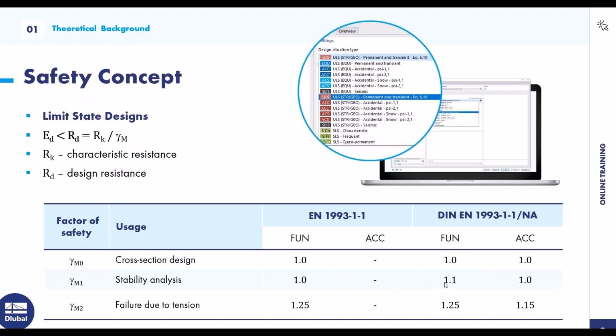And you can see there is another safety coefficient for the stability analysis. But if you select the German national annex, for example, or another national annex, this coefficient is considered automatically by the program. So, okay, then the next slide.